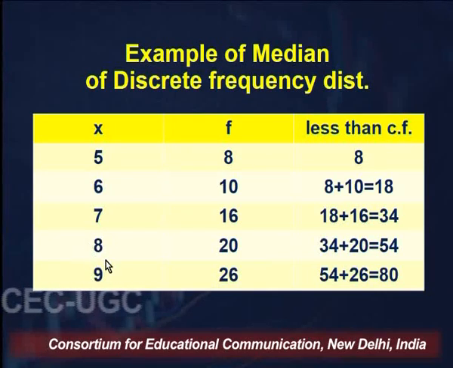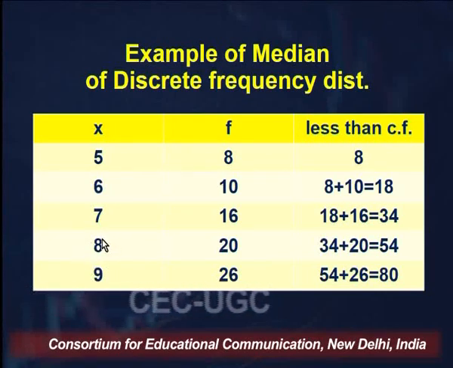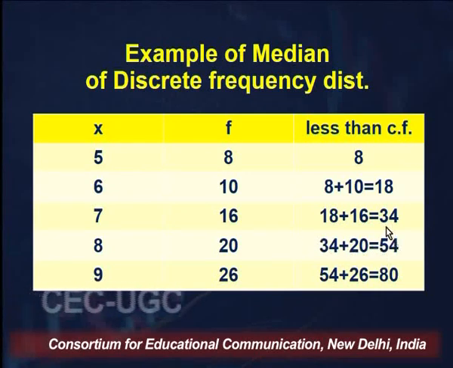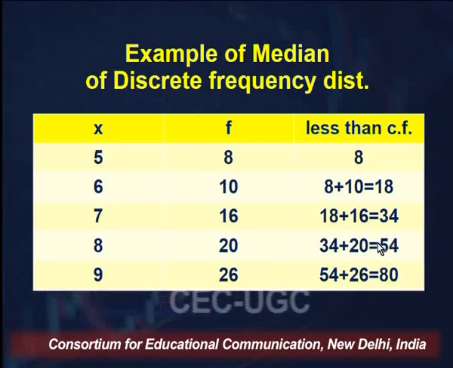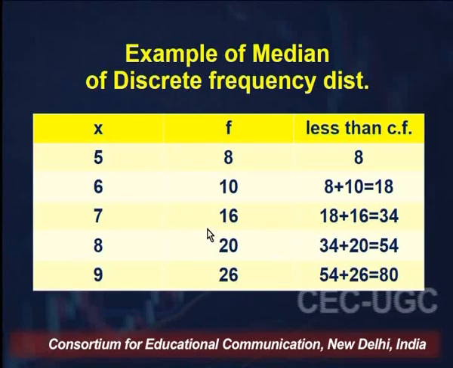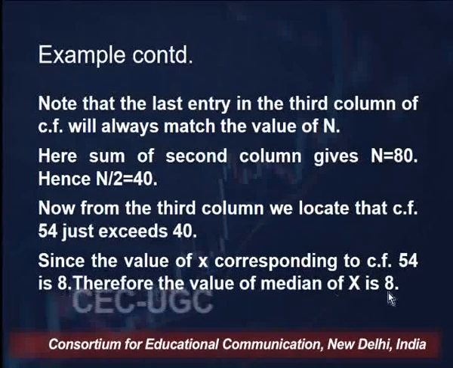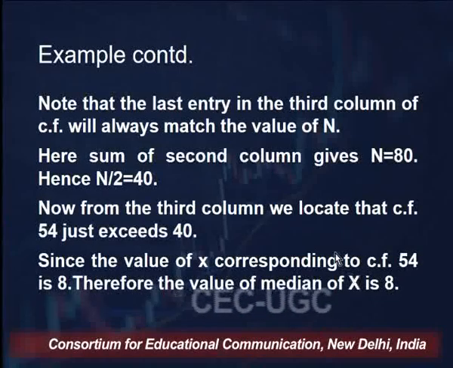So then my median is actually 8. That is what we have to do. We have to locate the cumulative frequency which just exceeds capital N by 2, and then locate the corresponding x value, and that is 8. So therefore, here the median value of capital X is 8.